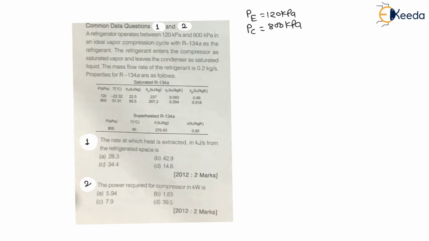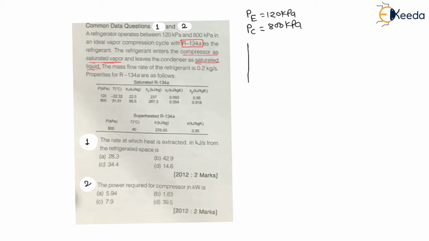R134A. Now R134A is a refrigerant name, right? As a refrigerant, the refrigerant enters the compressor as saturated vapor. This statement is important. The refrigerant enters the compressor as saturated vapor, and leaves the condenser as saturated liquid, and the exit of condenser is saturated liquid. Means it is a standard VCR cycle.